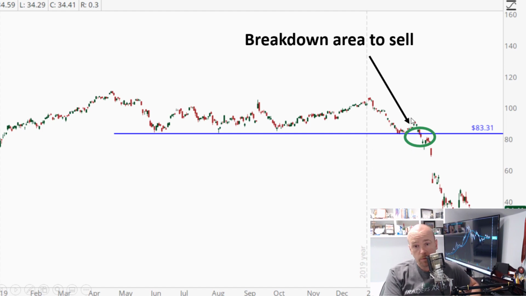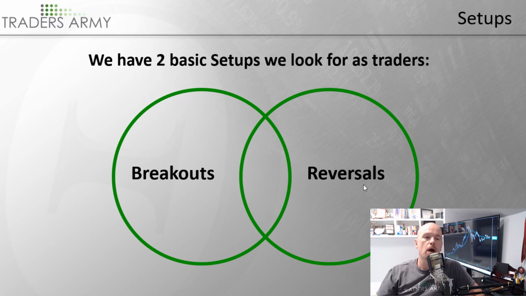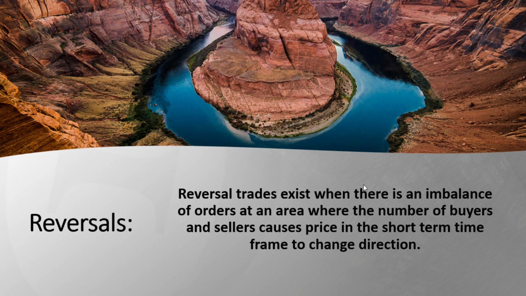So when we think about a breakout or a breakdown, they are nothing more than orders and running out of orders, right? When price breaks out to the upside, we run out of willing sellers. When price breaks down to the downside, we run out of willing buyers, and that's what causes prices to move in a breakout. Well, how's that different from a reversal, right? Well, it's really not. It's all about identifying order flow. So reversal trades exist when there's an imbalance of orders at an area where the number of buyers and sellers causes price in the short-term time frame to change direction.